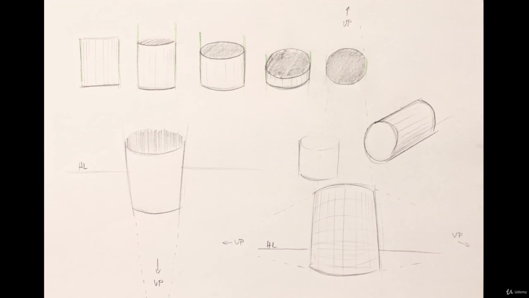This cylinder, drawn in 3-point perspective, drives us to another important drawing principle called foreshortening. Let me explain it in the next lesson.